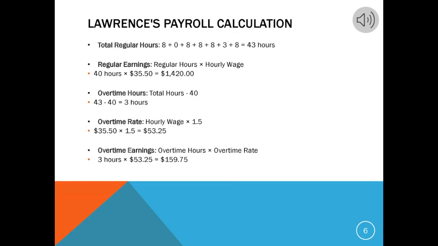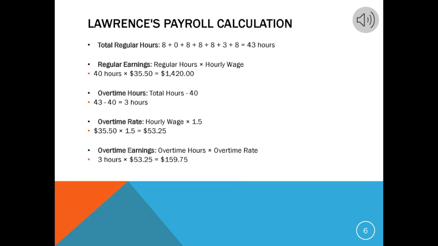For Lawrence's payroll calculation, we will be adding up all the total hours together. 8 plus 0 plus 8 plus 8 plus 8 plus 3 plus 8 equals 43 hours. Regular earnings is going to be regular hours times the hourly wage. We have 40 hours times $35.50, which equals $1,420.